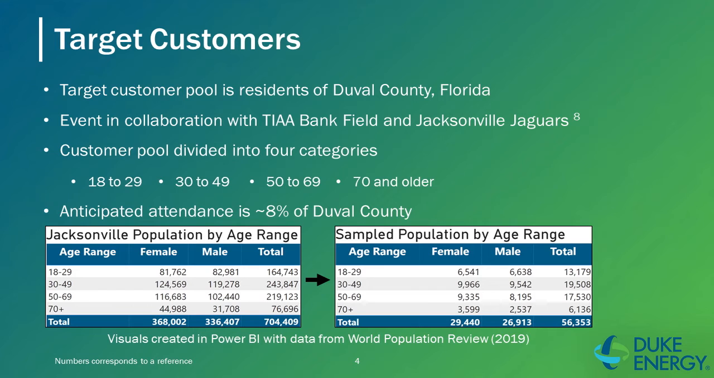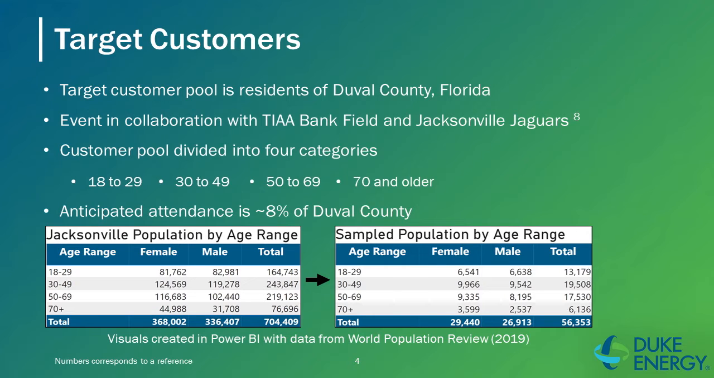The target customer pool for this promotional event will be the residents of Duval County, Florida. Duke Energy plans to do a promotional event in association with TIAA Bank Field, the stadium of the Jacksonville Jaguars, as a launch event for Duke Energy in Jacksonville, and to provide excitement about the 2020 NFL season. Duke Energy will have the event at the stadium where fans can gather. Besides the typical vendors, Duke Energy will set up several stands and hold activities for event goers to participate in.